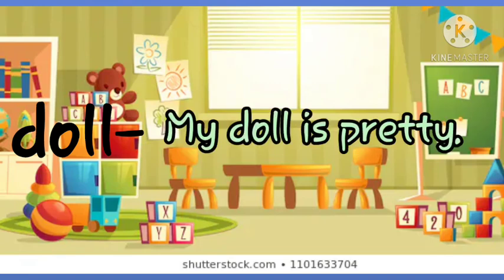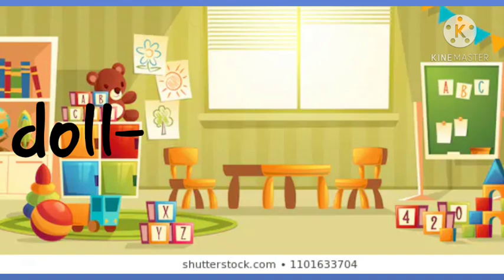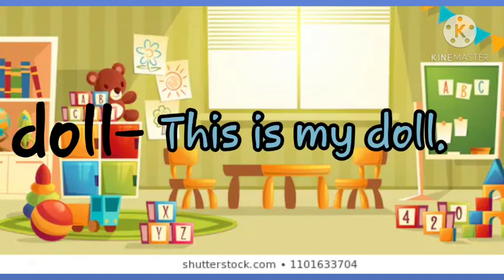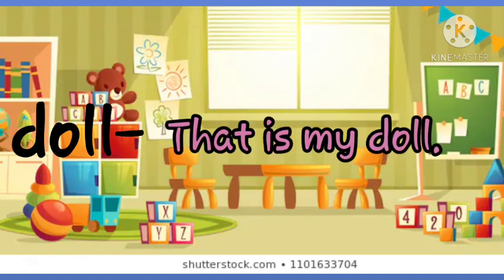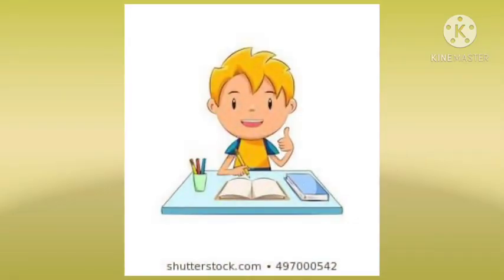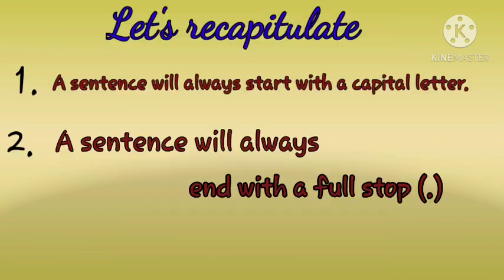This is a complete way. Or else, whatever I am saying, this is my doll or that is my doll, my sense is clear, so we can say this is a proper sentence. Now everybody can understand what I want to say, and I hope you have also understood it.